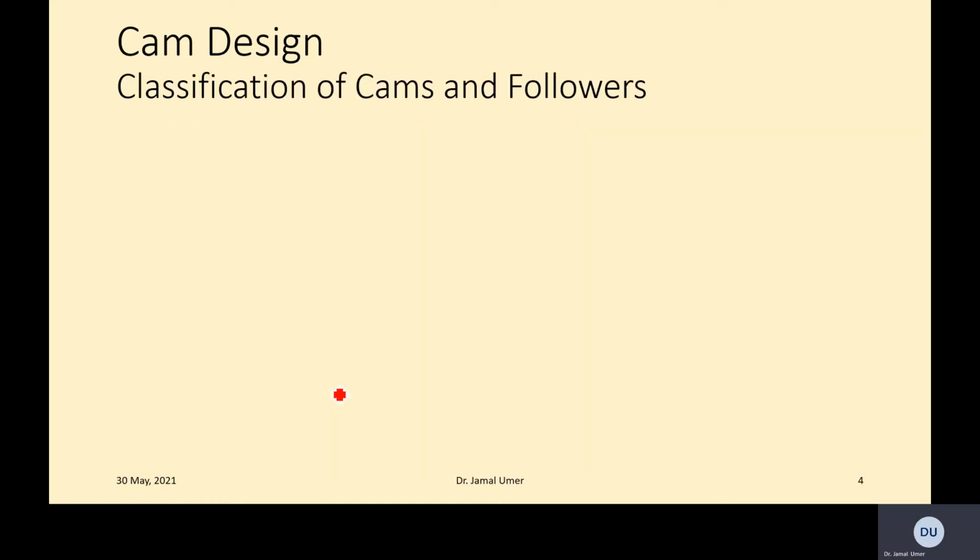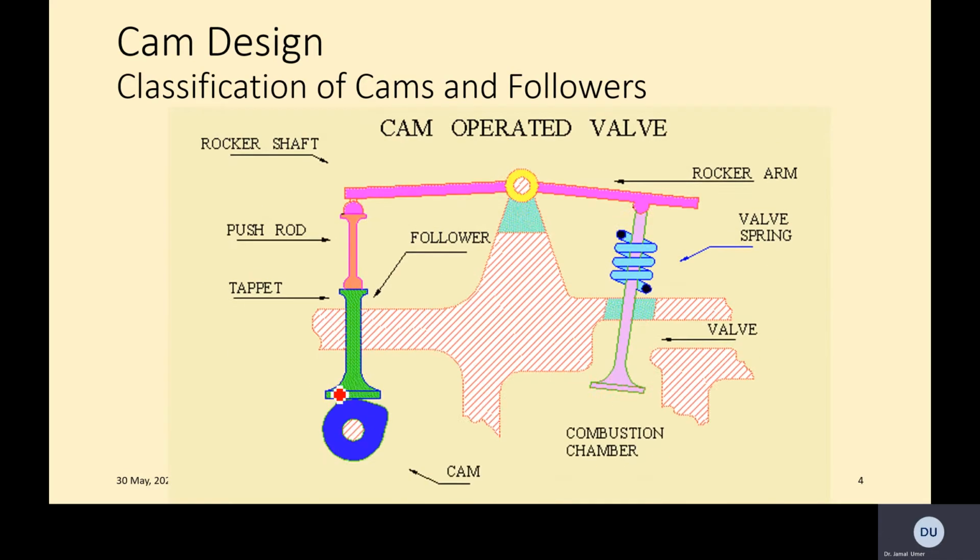All right, so there are different ways. Yeah, so this is a very good example in an internal combustion engine. So first of all, the camshaft, which is shown over here, gets power from the crankshaft.